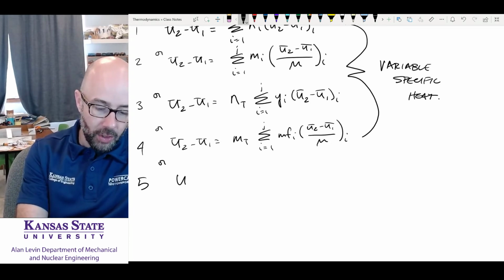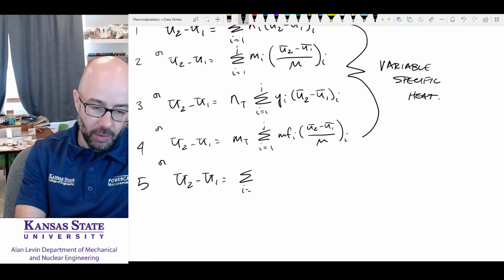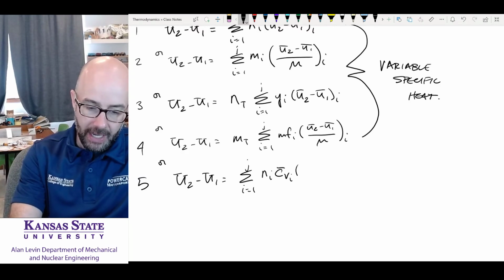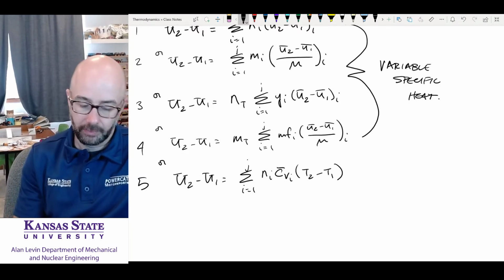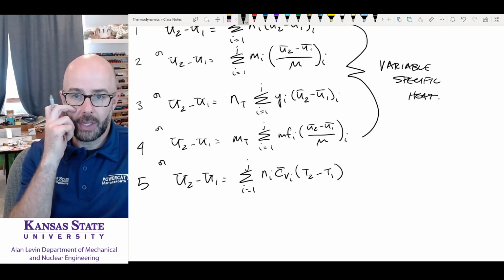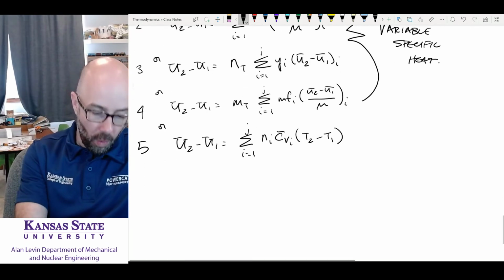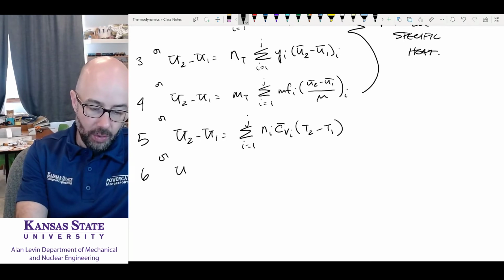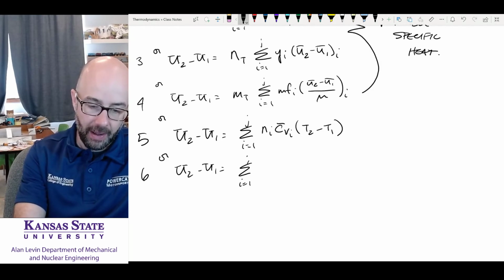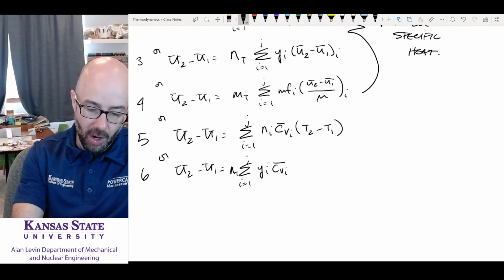We could say U2 minus U1 is equal to the summation from i equals 1 to J of the number of moles of each component times C sub V bar of each component times T2 minus T1. That's a way to do it. Or way 6 is we could say U2 minus U1 is equal to the summation of i equals 1 to J of the number of moles total times Yi times C sub V bar i times T2 minus T1.